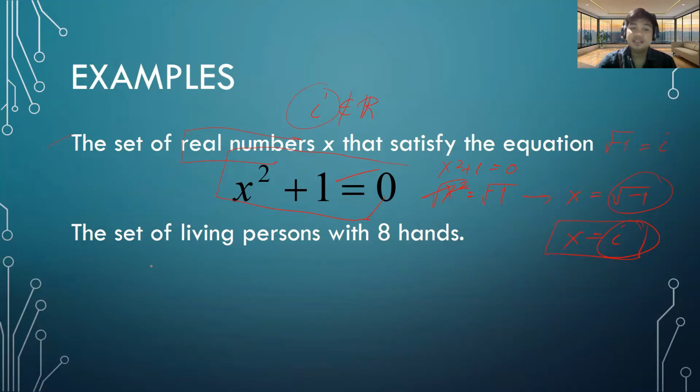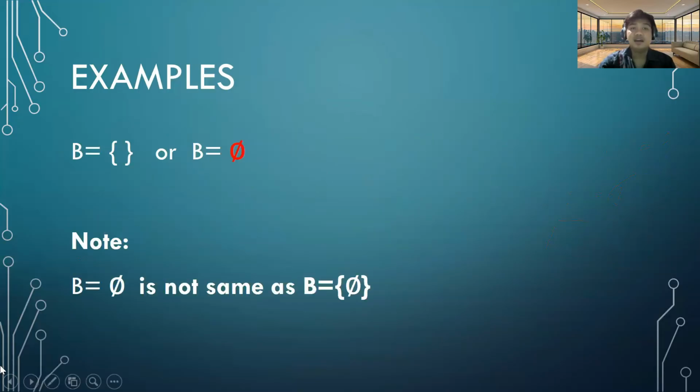We know that this set is a null set or an empty set kasi there are no persons, or wala namang tao na nabubuhay na may 8 kamay. Okay? So basically, this is a null set. So here are other examples.